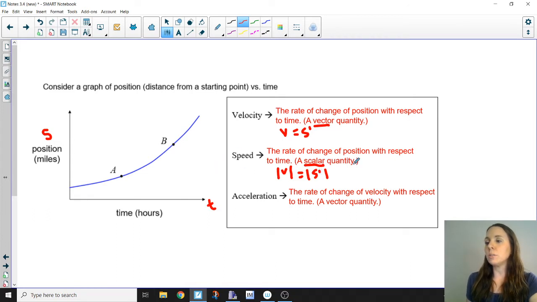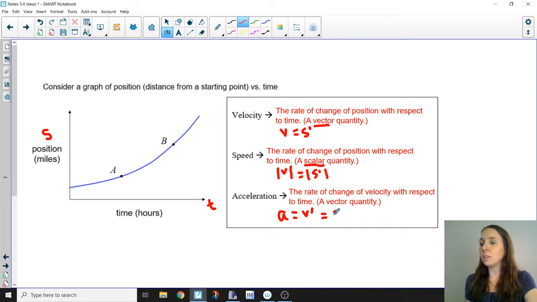Finally, acceleration is the rate of change of velocity with respect to time. What does that mean? That means it's the derivative of velocity. Or, here's something super fun, it's the second derivative of position. So I'm going to write here A for acceleration. It is the first derivative of velocity, but usually we're working with a position equation, and so we can call that the second derivative of position. So these are some little relationships between position, velocity, speed, acceleration that you're going to need to be aware of as you work through this section.